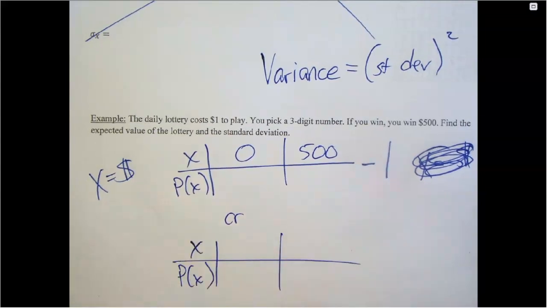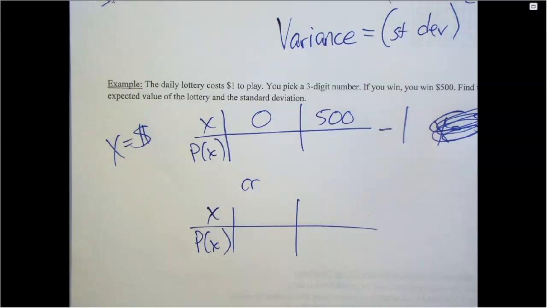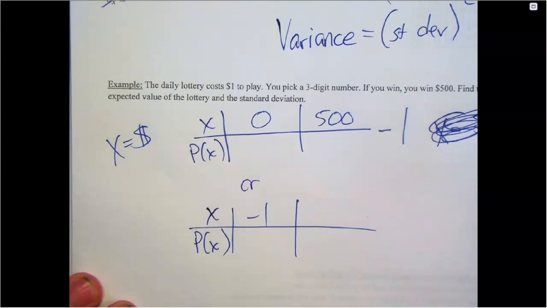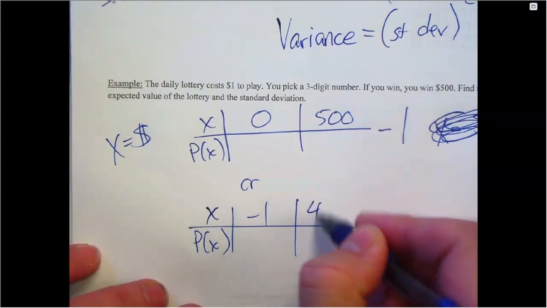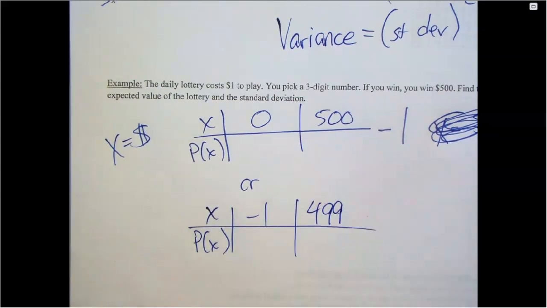Some people prefer to put the -1 into the outcome. So if I paid $1 and I didn't win, what's my actual overall result? It's -1, right? If I paid $1 and won 500, my actual result is $499.